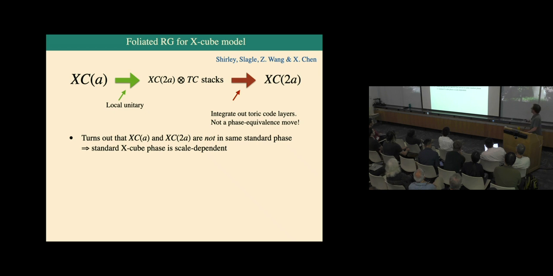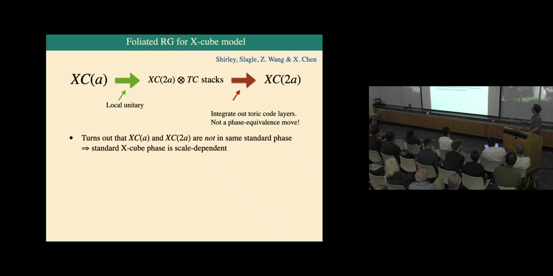Okay, so it turns out this is not a phase equivalence move. You can actually show that this X-cube model at lattice constant A and X-cube model at lattice constant 2A are not in the same standard phase. I don't want to give you that argument, and the argument, by the way, is not that the ground state degeneracy is different, since you have to be very careful about using ground state degeneracy. There's a better argument, and if you're interested in it, I'll tell you about it later. It will take us a little bit off track, okay?